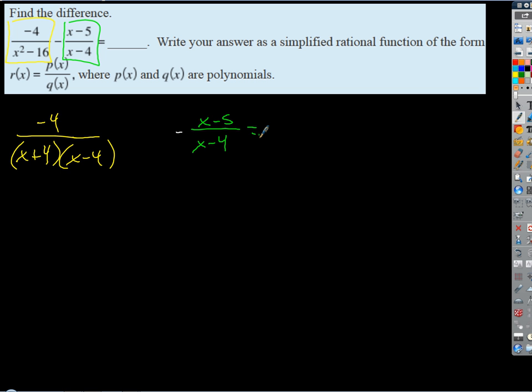Okay, so what's our least common denominator going to be then? Well, if we were to expand it out, it'd be x squared minus 16. Let's go ahead and leave it in factored form. We need the smallest list of factors that will include those two and also include that one, right? And so that's just going to be x plus 4 times x minus 4.